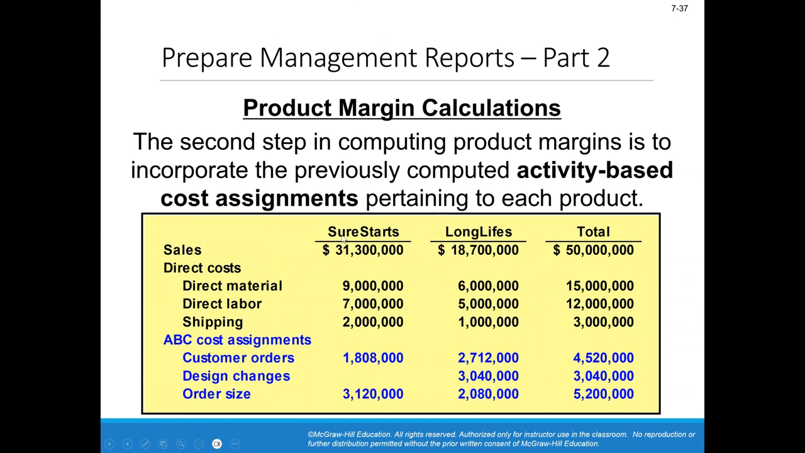So we have sales of 31 million for Sure Start and sales of 18 million for Long Life. And then we have direct materials, direct labor, shipping, and then we have assigned these costs and allocated them not based on just machine hours and not just on direct labor, but based on the activities required to manufacture these parts.